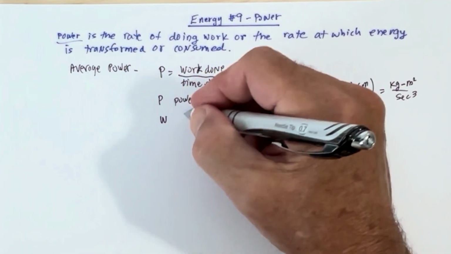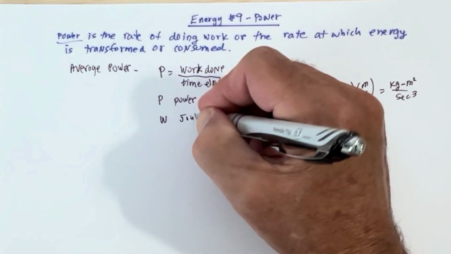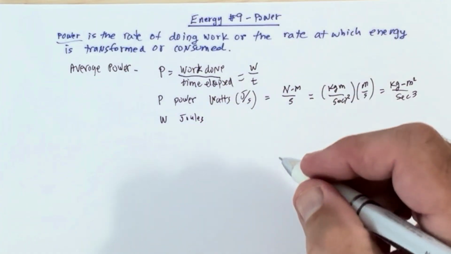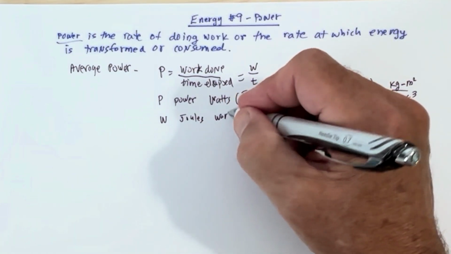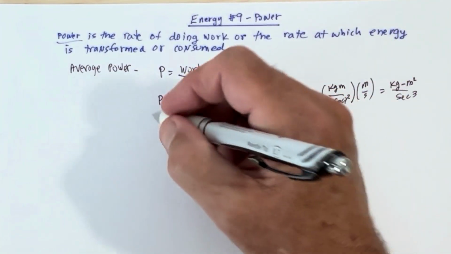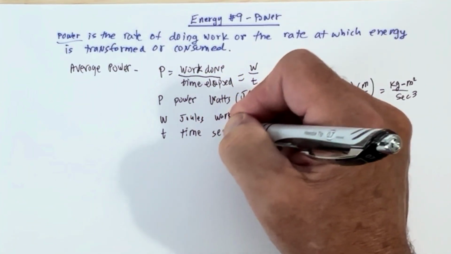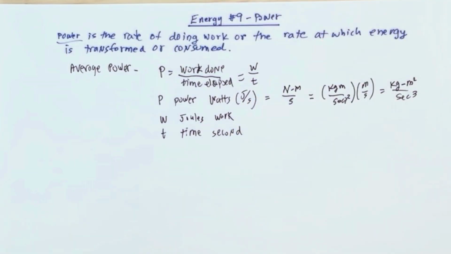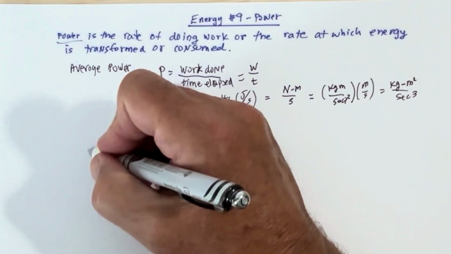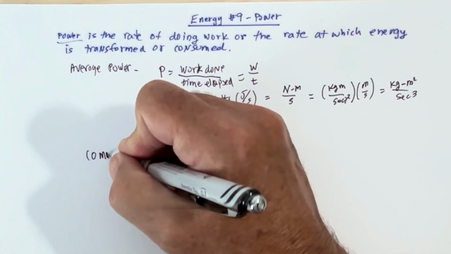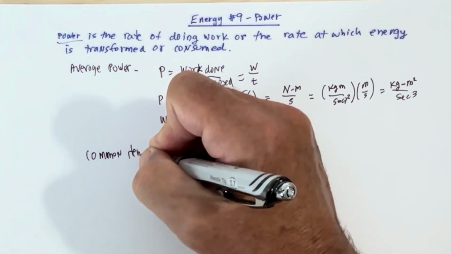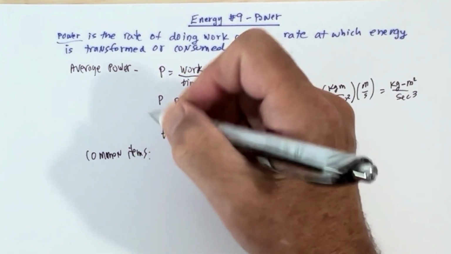Now our work is in joules. We've seen that before. And then our time is in seconds. So there's our basic formula. Now we're going to look at this formula in a little more detail and understand it. Let's see some common items we might experience, and what kind of power they consume.